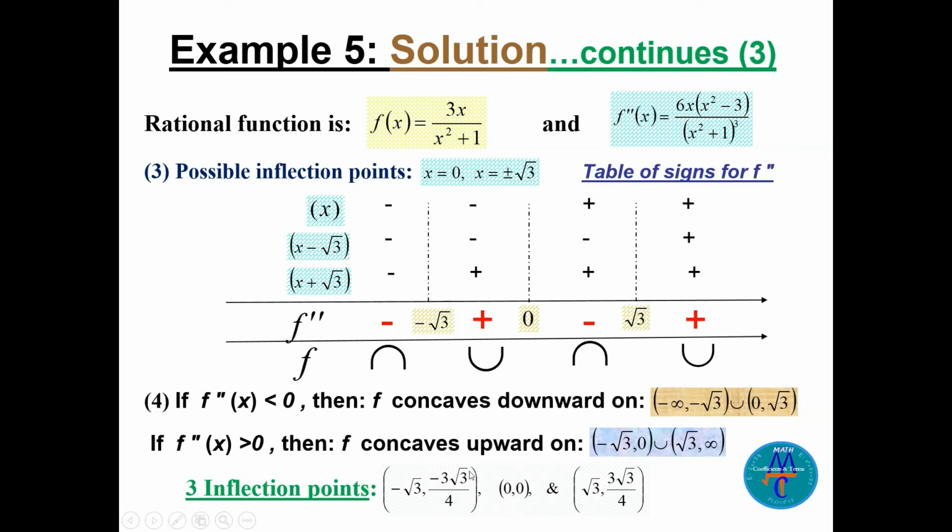So we can expect here we have 3 inflection points. This one, x is minus square root of 3, another x is 0, another x is square root of 3. Each x from here, we replace it in the function itself, in f of x. So we will get the image, the value of y: minus 3 square root of 3 divided by 4, or we get 0, 0, or we get square root of 3, 3 square root of 3 divided by 4.